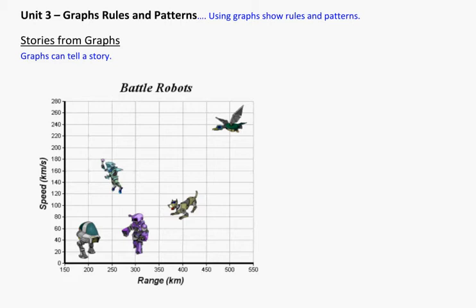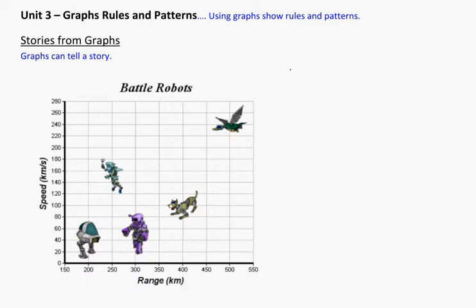Unit 3 is going to be about graphs, rules, and patterns. And I want to start with stories from graphs. Graphs are a really good way to show a visual picture of what's actually happening. And if you're aware of what a graph can represent, then you can start to pull the story out of the graph.